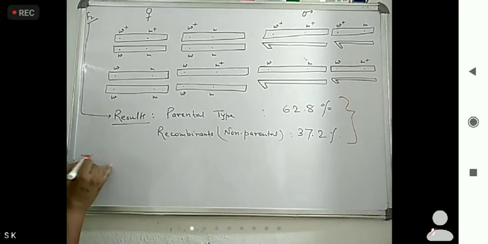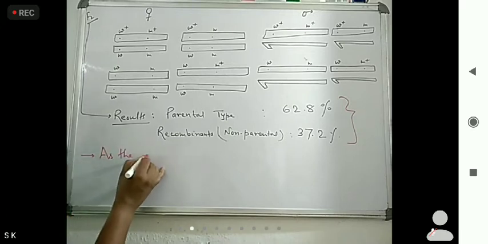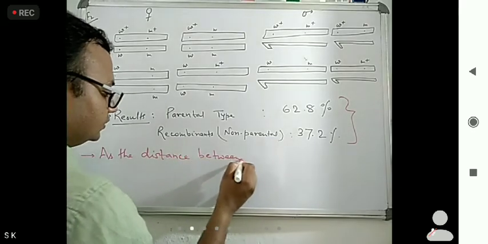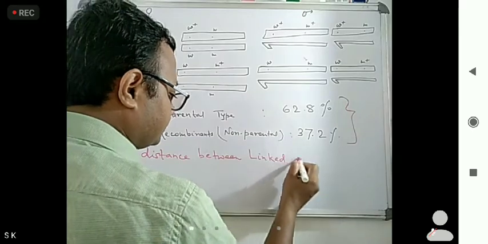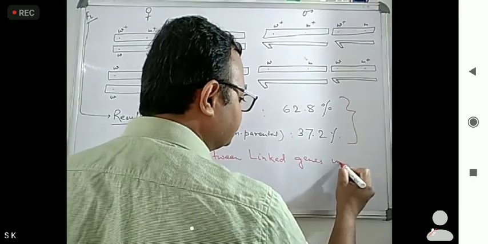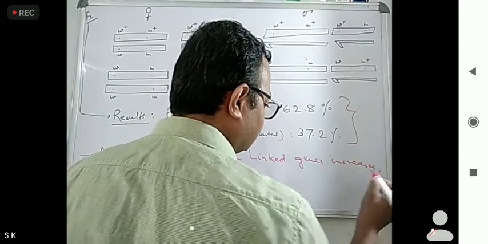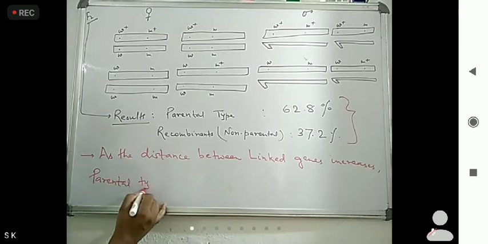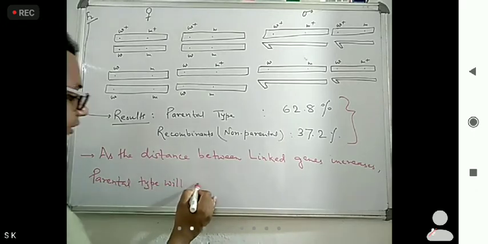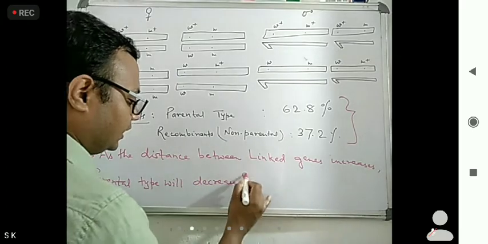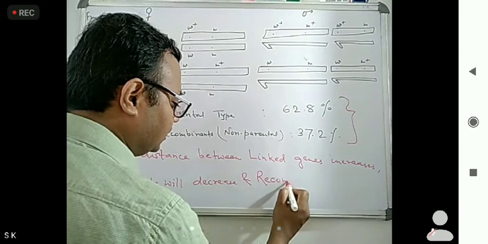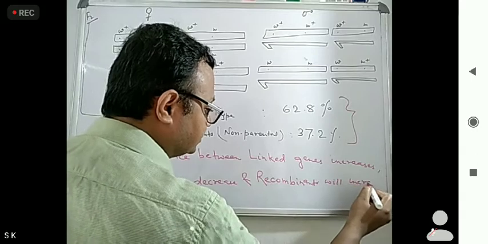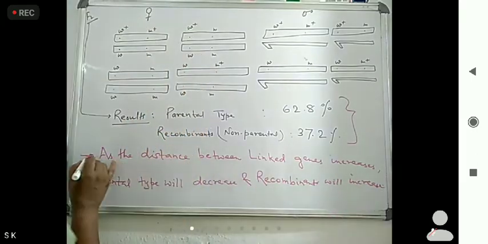Now, what outcomes do these two crosses give? They give that as the distance between linked genes increases, parental type will decrease and recombinants will increase. So first outcome this came.